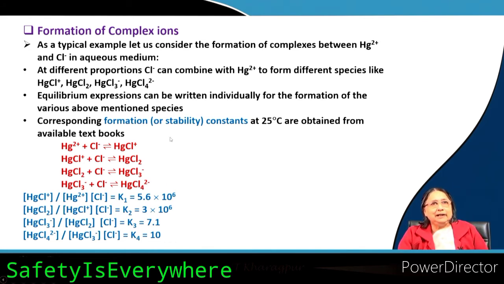Now, separately we can write the equilibrium expressions, like for the first reaction we can write K1 is nothing but HgCl plus concentration by Hg2 plus concentration into Cl minus concentration. Similarly, for all reactions we can write K1, K2, K3, K4, and these K values can be obtained from the literature.